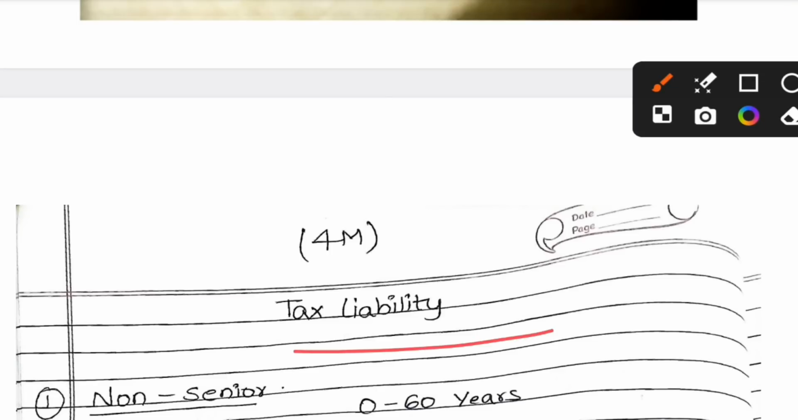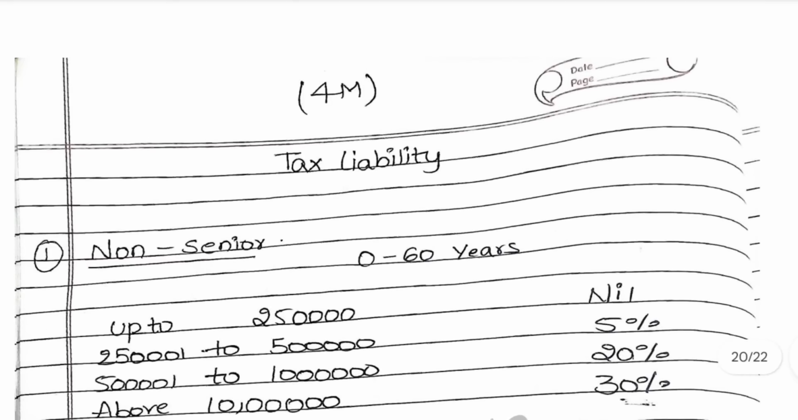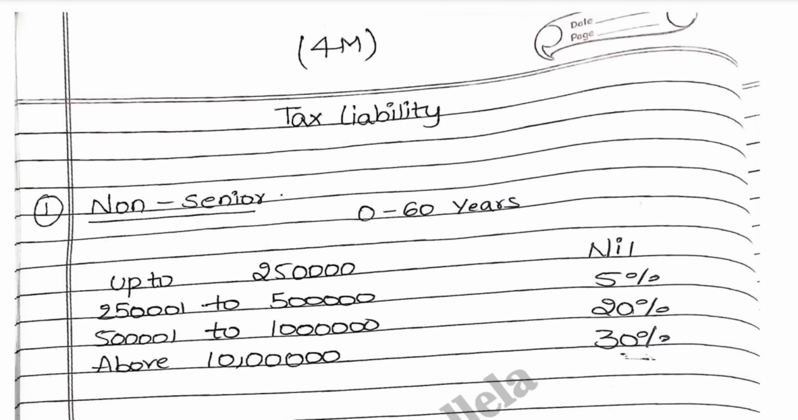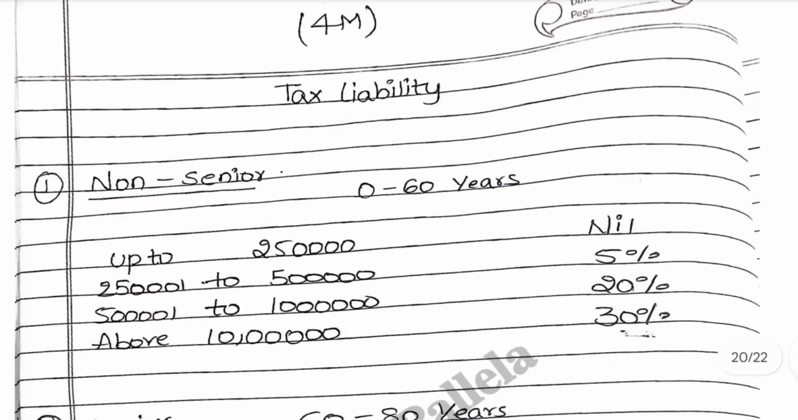Tax liability. In this tax liability, what are you having? There are 3 citizens. One is non-senior. Non-senior means below 60 years, 0 to 60 years, we will say that as a non-senior. For non-senior up to 2,50,000 it is exempted. And 2,50,000 1 rupee to 5 lakhs it is 5%, 5 lakh 1 rupee to 10 lakhs it is 20%, above 10 lakhs it is 30%. You need to remember these things, compulsory. What are the percentages for non-senior? If age is not given in the question, you need to consider them as a non-senior only.